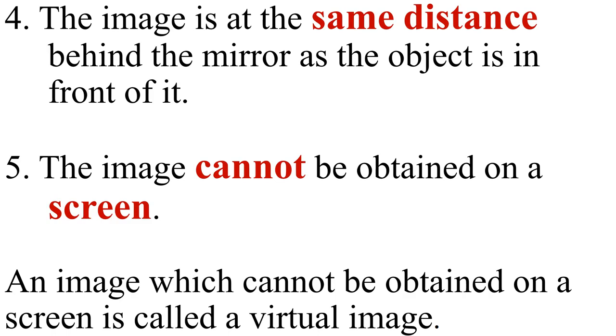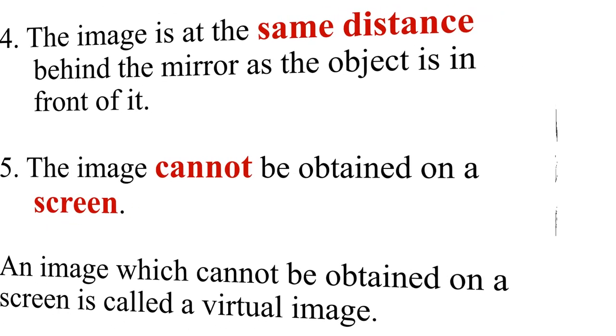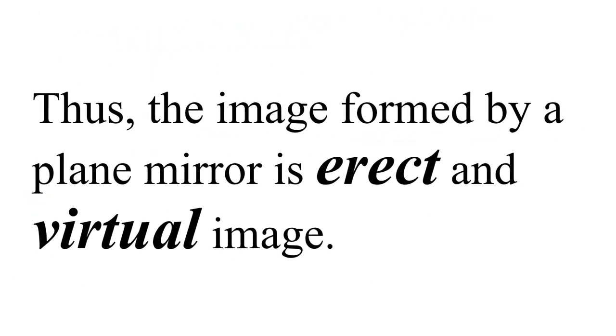An image which cannot be obtained on a screen is called a virtual image. We already know this. Thus, the image formed by a plane mirror is erect and virtual.